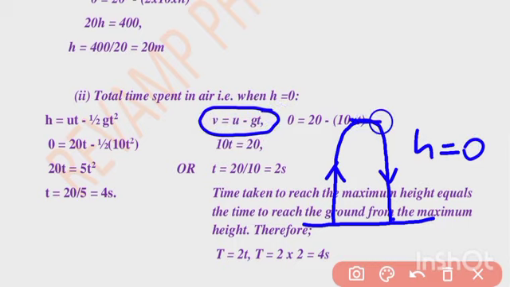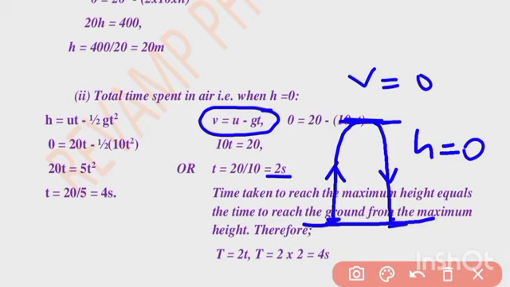At maximum height, our v will be equal to 0. So finding the time to get to the maximum height, we have 2 seconds. And the time taken to reach the maximum height is equal to the time to reach the ground again. That is, the time taken to move from here to this point equals the time taken to move from here back to this point. So that is why we multiply these two.